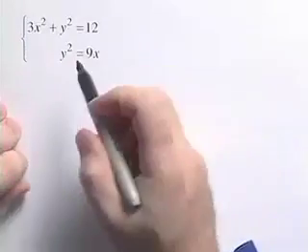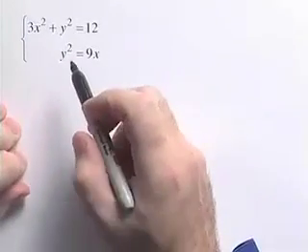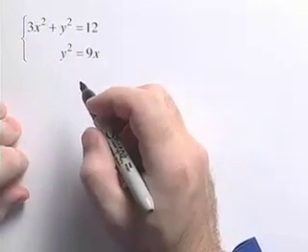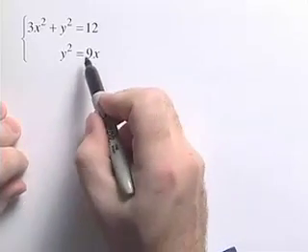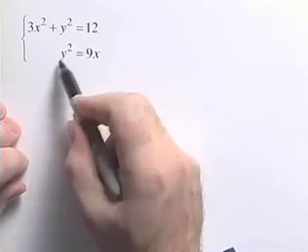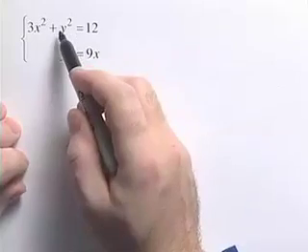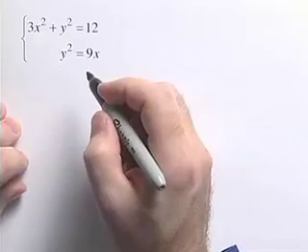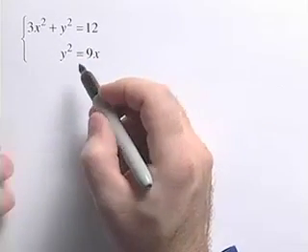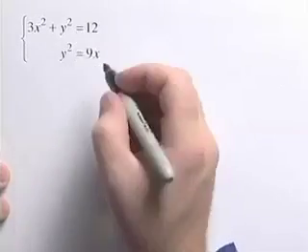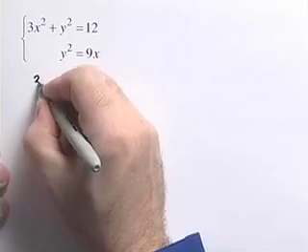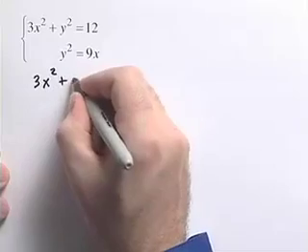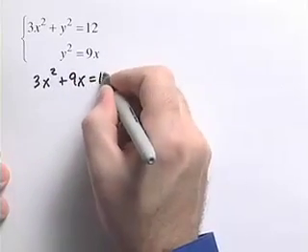Here we're going to solve a system of nonlinear equations algebraically. As before, when we solve systems algebraically, we could use the method of substitution or elimination. Because this second equation here is already solved for y squared, and I need a y squared in my first equation, we're going to go ahead and use substitution. If we let y squared equal 9x in our first equation, we'll have 3x squared plus 9x equals 12.